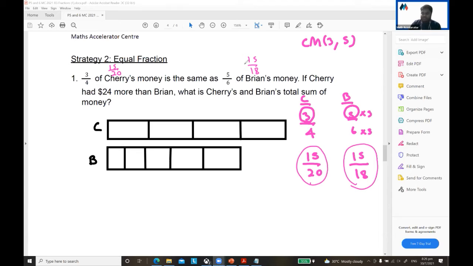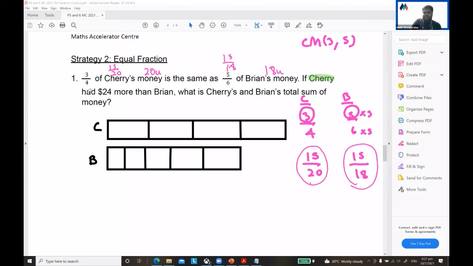Type in the chat. What is the total unit of Cherry's money? Correct, 20 units. And what is the total unit of Brian's money? Yep, 18 units. So now the question, let's go read the question.